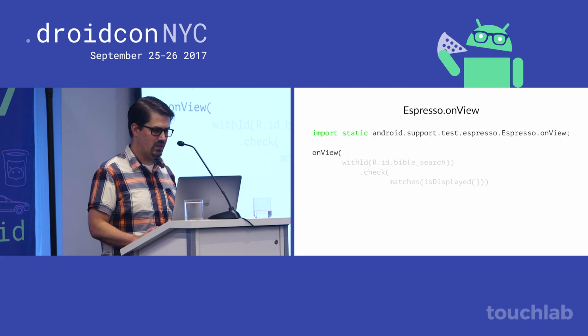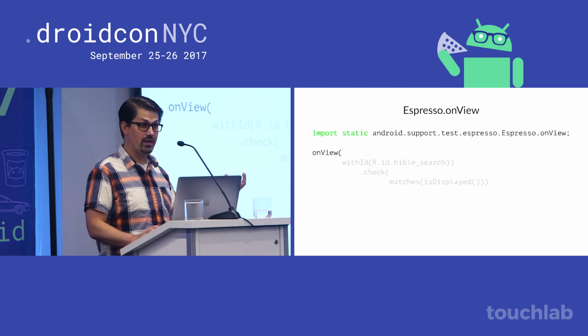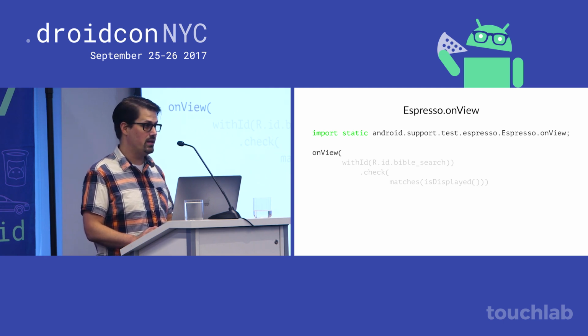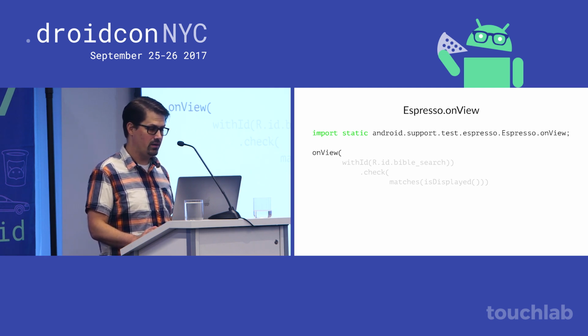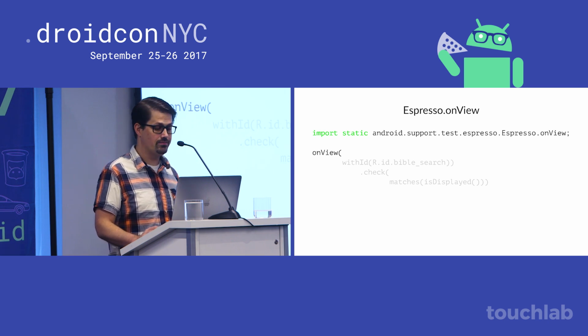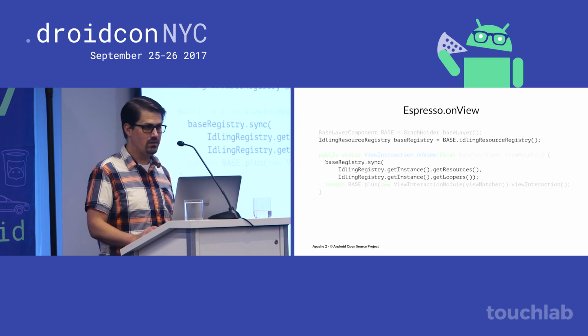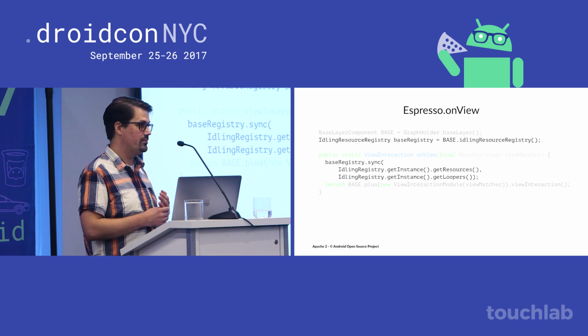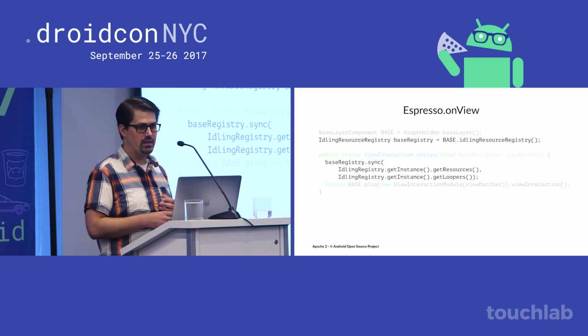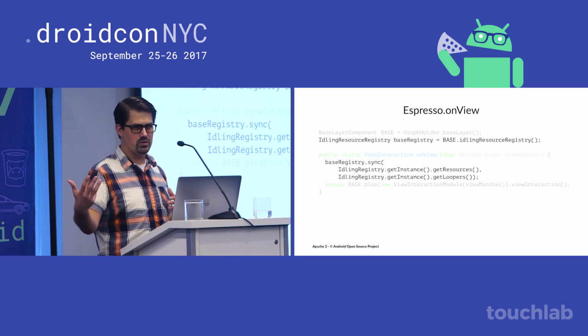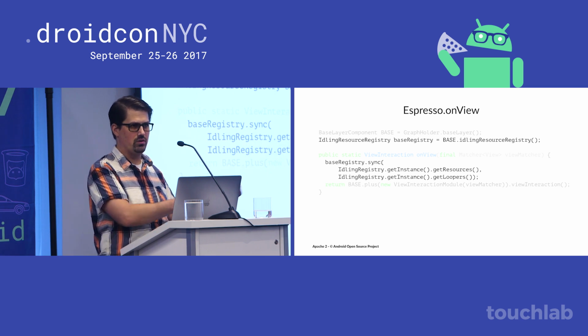All right. So we take the result of withId, which is a Matcher of View, and we pass that into the onView method. The onView method is a static method on Espresso. And so let's take a look at what the onView method does. The first thing it does is it calls sync. And what the sync is doing is it's taking one list of idling resources, which we'll talk about in a second, and just copying it to the internals of Espresso.